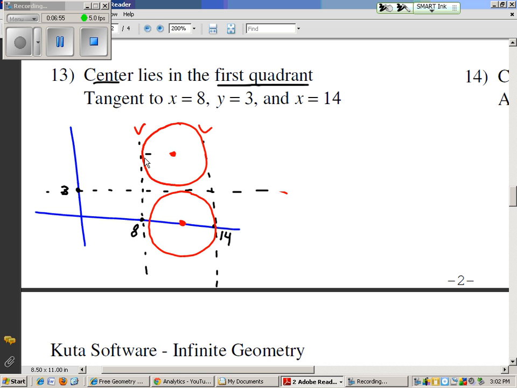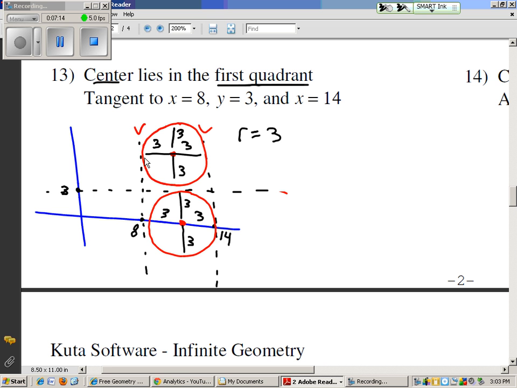This is going to be how many across from 8 to 14? That's going to be 6 units. So this is a radius of 3 and 3 here. This is 3 and 3. Okay, this has to be 3. This has to be 3. So can I find my center? I already know the radius is equal to 3.